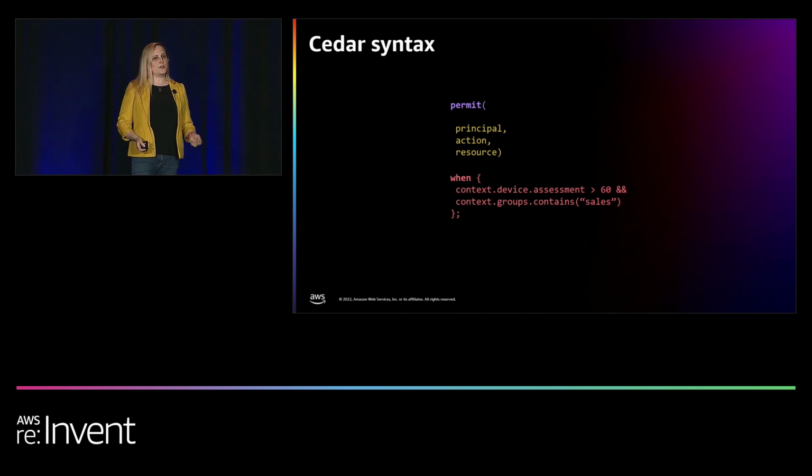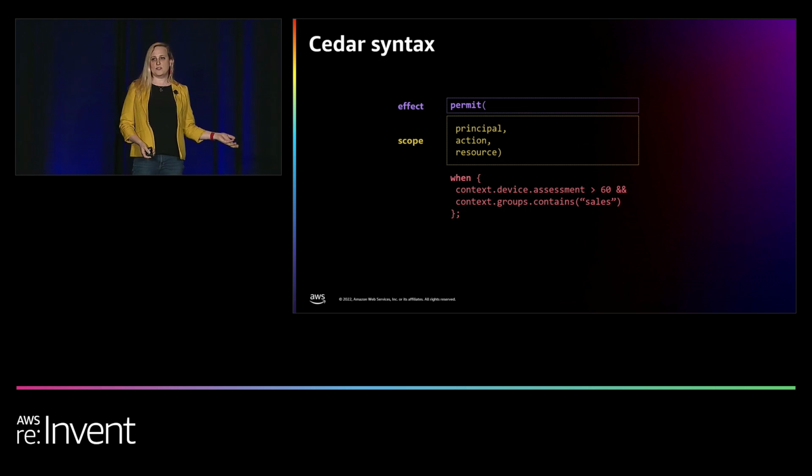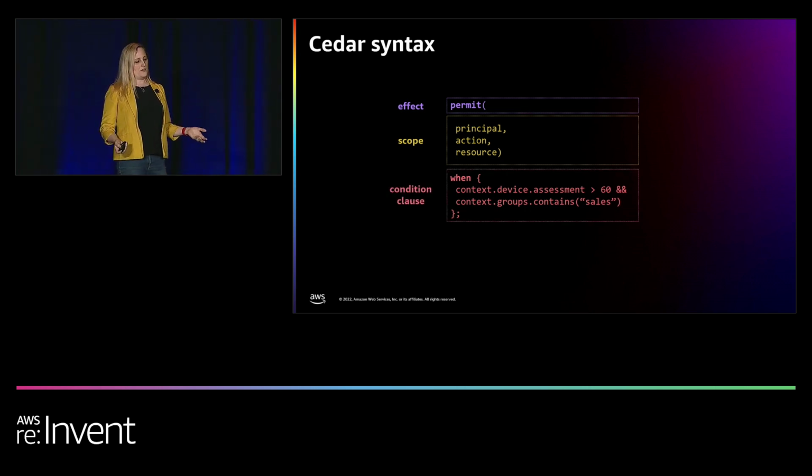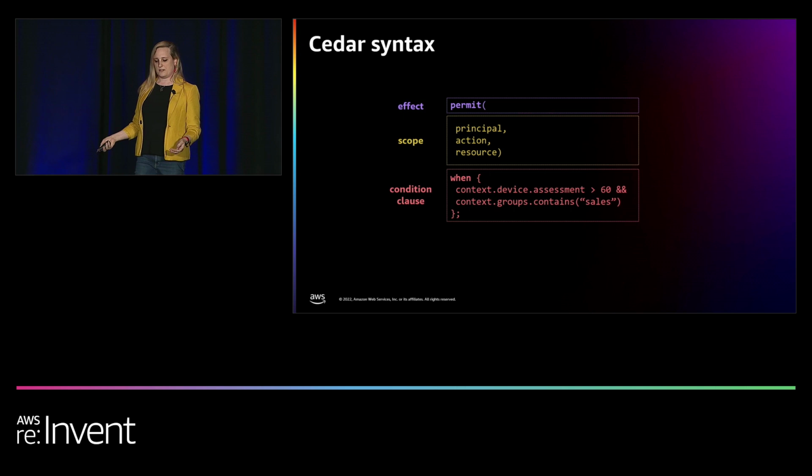So Cedar syntax is straightforward. First, you define an effect, either permit or forbid. Then you define a scope. This is where you can map your business domain to Cedar through principals, actions, and resources. And finally, you create a condition clause. This condition clause allows you to write arbitrary logic against the data that Cedar is processing in the evaluation request.